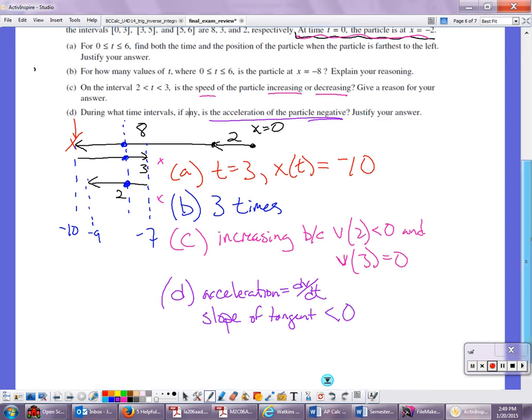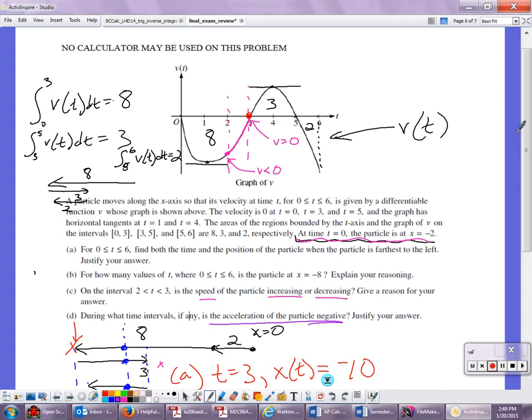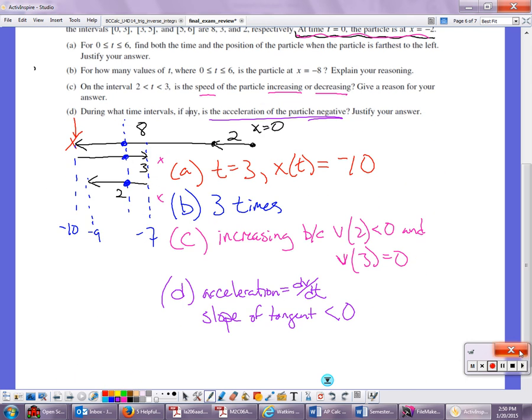Okay? So we have to go back up here now, and we say, okay, well, it's less than 0 from here all the way down to here. That's from 0 to 1. And then from here all the way to 6. So from 0 to 1, and then from 4 to 6. So our answer would be 0 to 1 and 4 to 6.